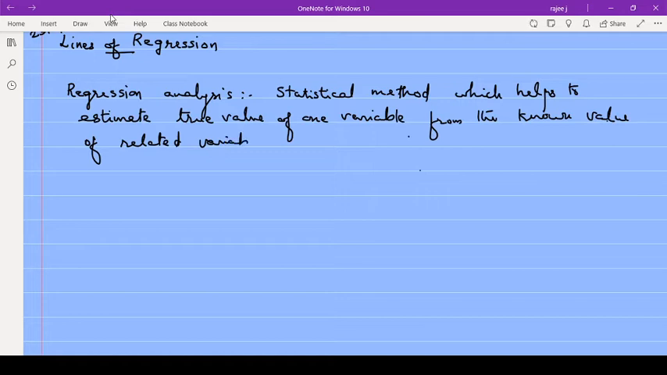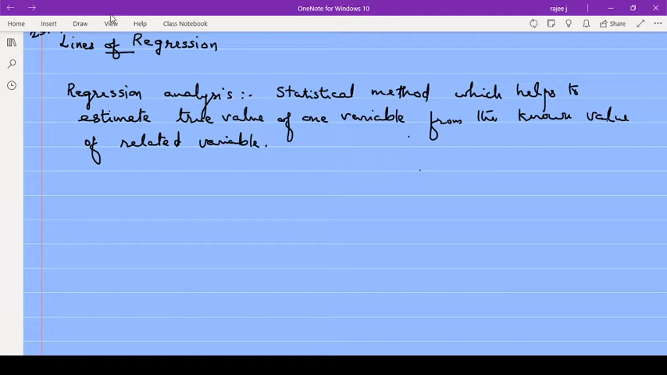So that process we call regression analysis. Like I told, y equal to a plus bx, if we have the equation, then if we know the value of x, we can find the value of y. That is what is written. It is a method which helps to estimate the true value of one variable from the known value of the related variable. So if you know x, you can find the value of y. That kind of analysis or study, we call regression analysis.